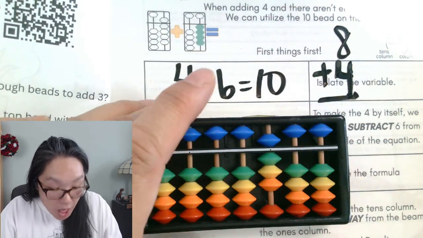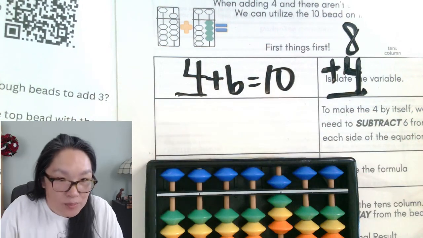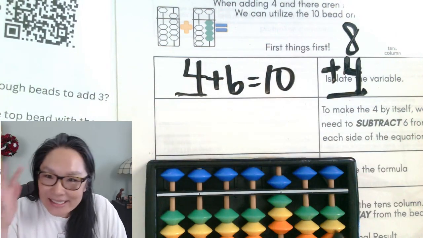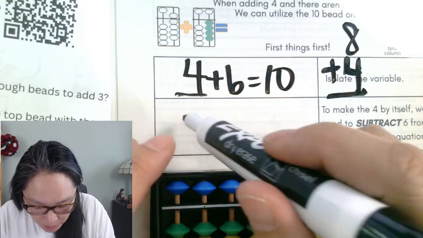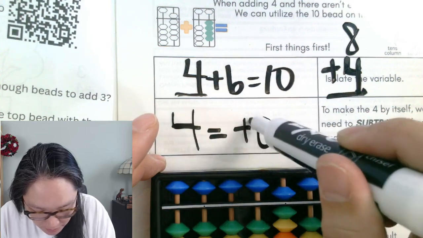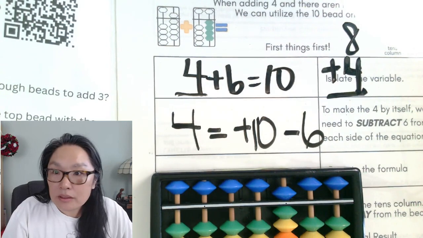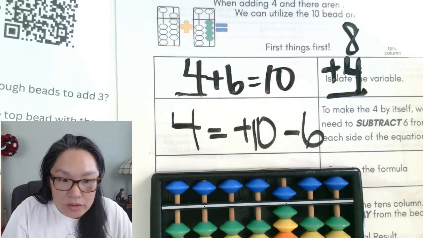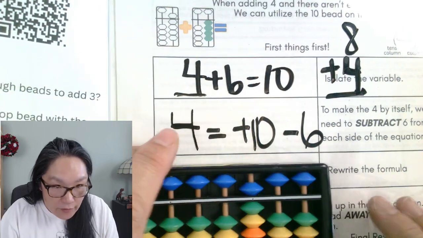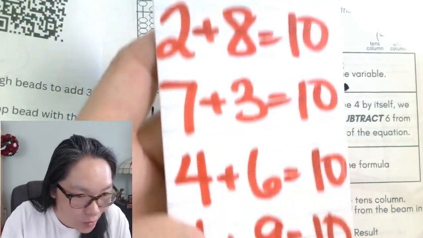So what is that? Guess what? We're going to isolate the variable. We've seen this before. This is exactly what we're doing. So we're plussing the 4 is equal to plus the 10 minus the 6. Does that make sense? So what did we just do? We just modified our stock equation.